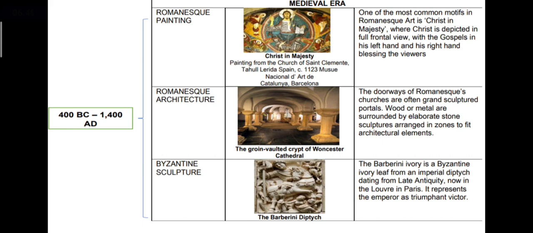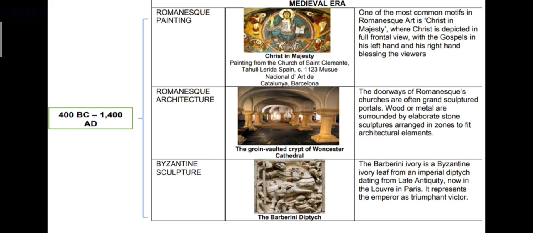In the medieval era, Romanesque painting, an example is the Christ in Majesty, painting from the Church of Saint Clemente. One of the most common motifs in Romanesque art is Christ in Majesty, where Christ is depicted in the full frontal view with the Gospels in his left hand and his right hand blessing the viewers. In Romanesque architecture, the doorways of Romanesque churches are often grand sculpture portals. Wood or metal are surrounded by elaborate stone sculptures arranged in zones to fit architectural elements.